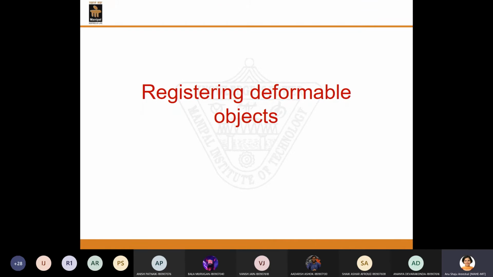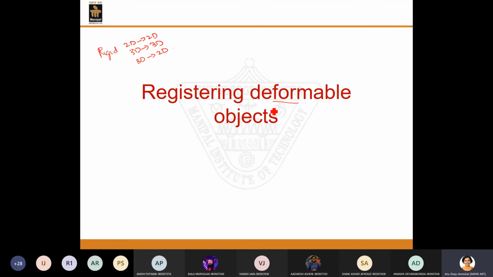Now, going forward with deformable registration. So far what we have discussed was about registering rigid objects. We saw how we can register rigid objects in 2D to 2D. We saw the 3D to 3D case, which is just an extension of the 2D. And we also saw from 3D to 2D how we can use a rigid registration. Next, what we'll see is how you can register deformable objects.